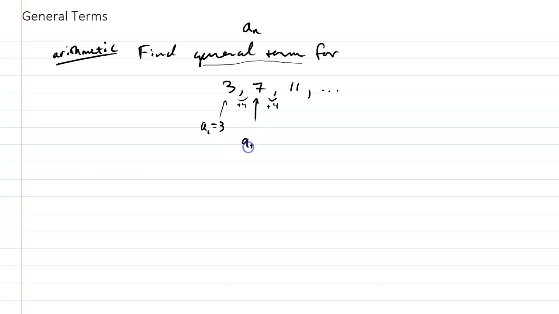Now even though a2 is 7, we have to think about how we got there. So it's like taking a1 and adding 4. So we could think of it like start with the first term plus 1 common difference. And that would get us 7. Let's think about the next term. Even though a3 is 11, we have to think about it like if we started at 3, what we're doing is we're actually adding 2 4s to get 11.